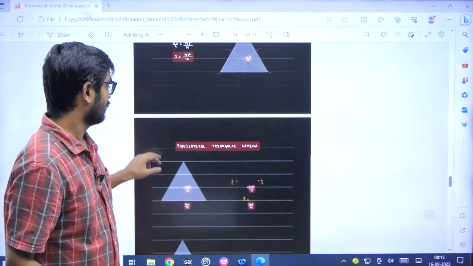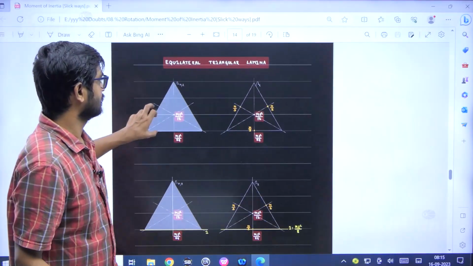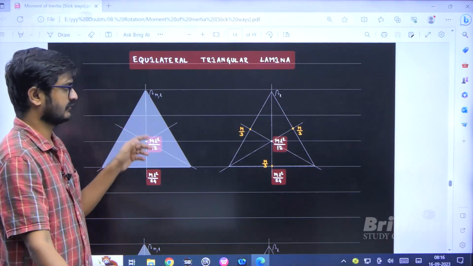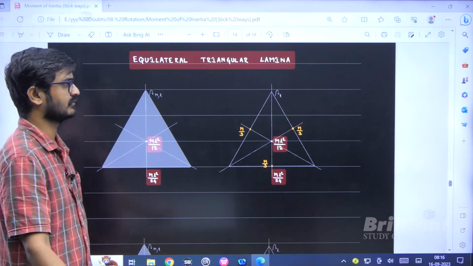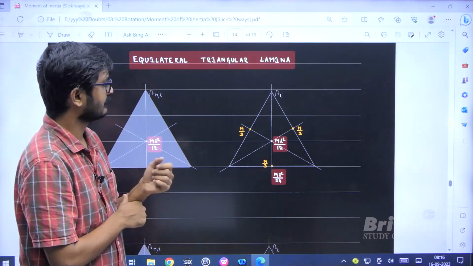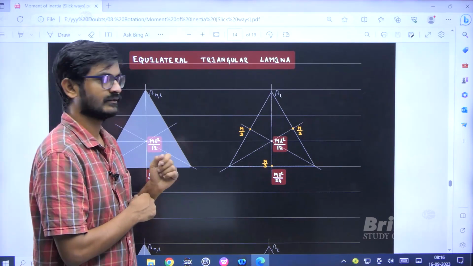Now what we understood is, for an equilateral triangular lamina, about this axis it turned out to be ml square by 24. About this axis it turned out to be ml square by 12. So there is some kind of theorem, I don't know where it came from, but this is how it works.